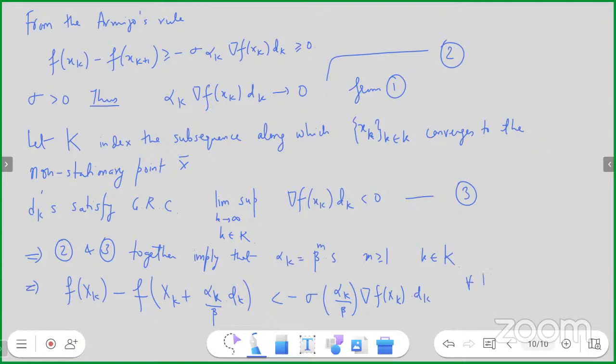So 2 and 3 imply that alpha k is of this type and m is chosen to be the smallest number that satisfies. So the one before it doesn't satisfy, so you get a less than equal to sign. Each of these is very, very precise. That's what is happening. Okay. Now, do you see something interesting going on?